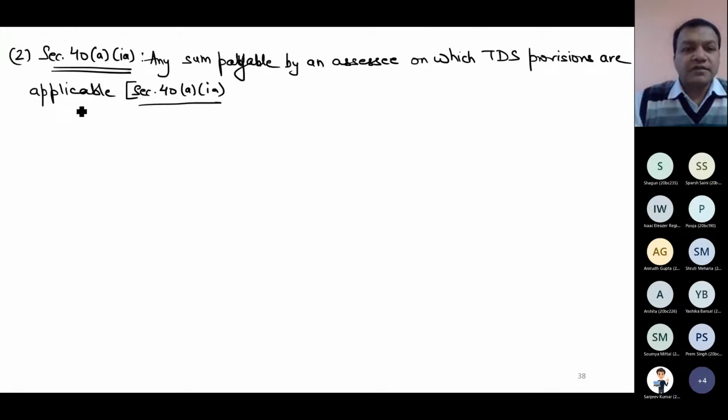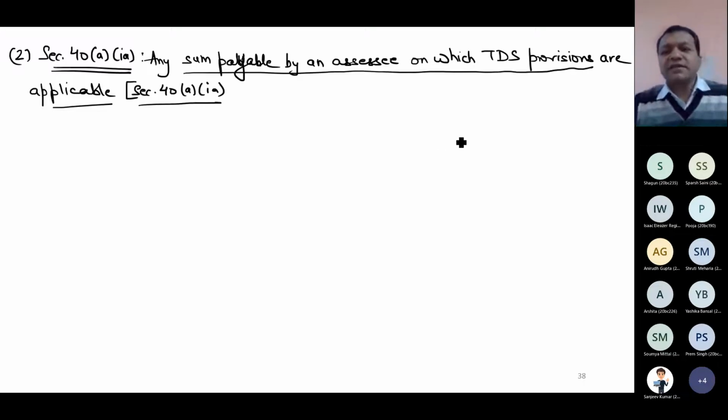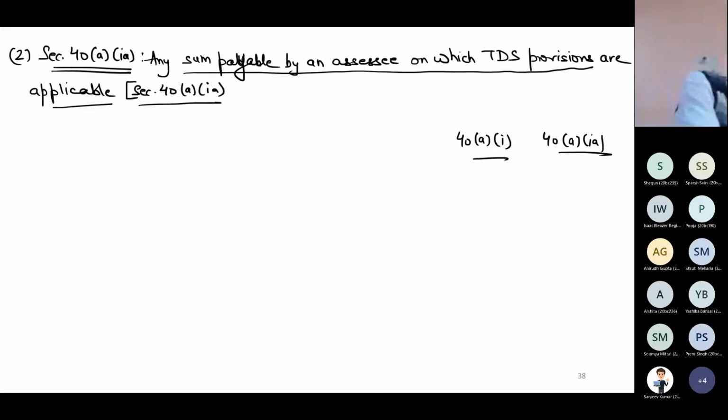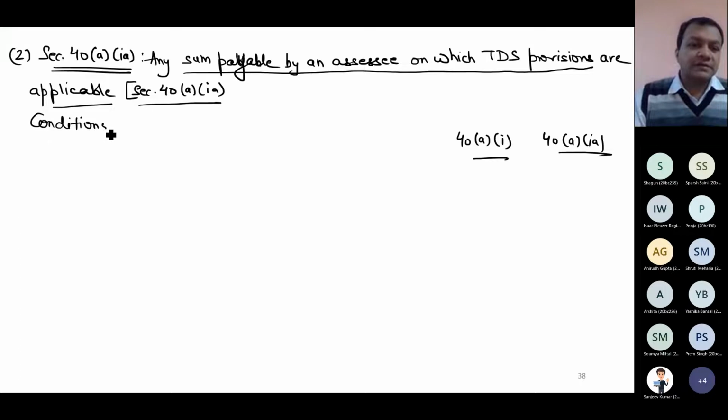Now technically that was the same. If you see only this language, I can say that there is no difference between 40A1 and 40A1A. If you see the language, you will find that there is no difference. Here also I use the same language, but when you see the conditions written inside these clauses or sub-clauses, then you will notice the difference.